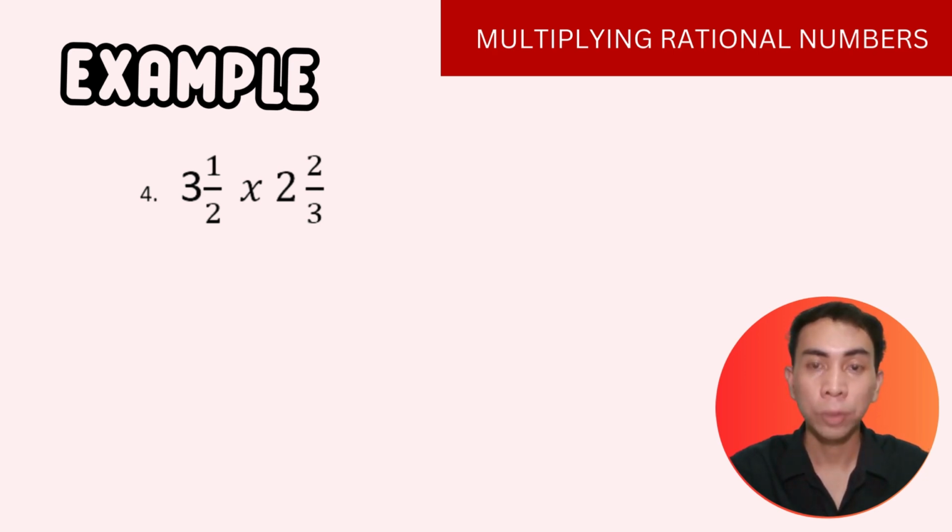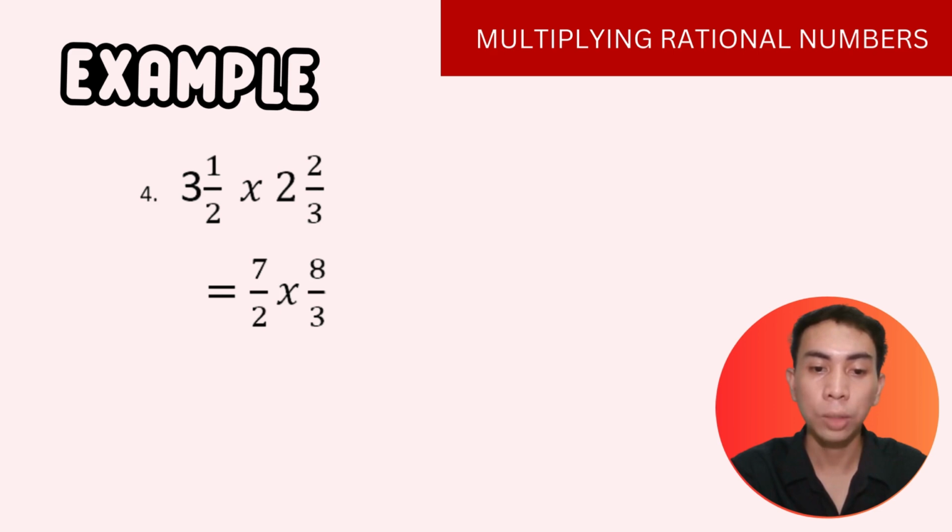For example number 4, we are given two mixed fractions. We must first convert each mixed fraction into an improper fraction. We have 3 and 1/2. Converting it into an improper fraction, we have 2 times 3 is equal to 6, plus 1 is equal to 7. So we'll have an improper fraction of 7/2. Next is 2 and 2/3. We multiply 3 and 2, we have 6, plus 2, we have 8. So we have the second improper fraction of 8 over 3.